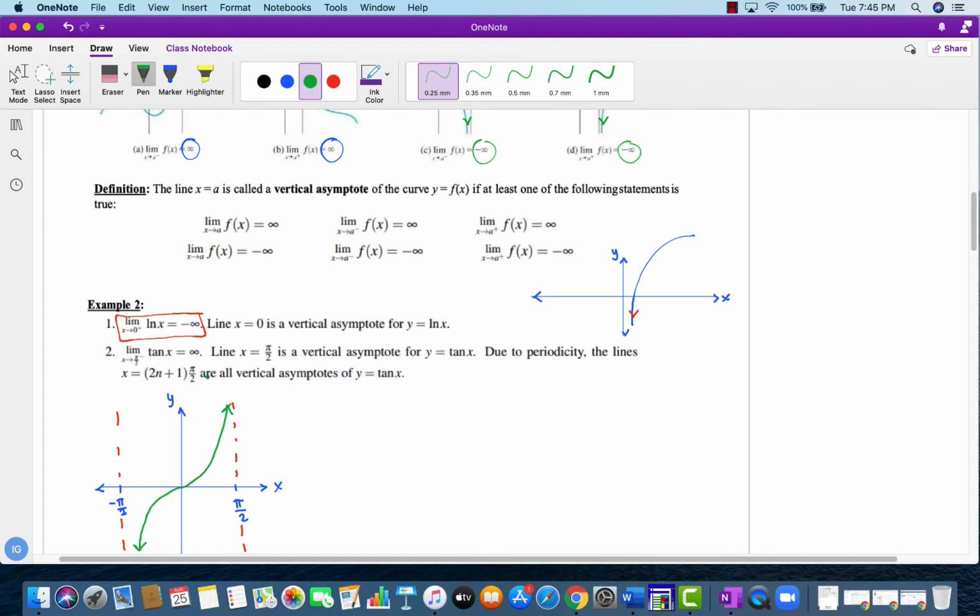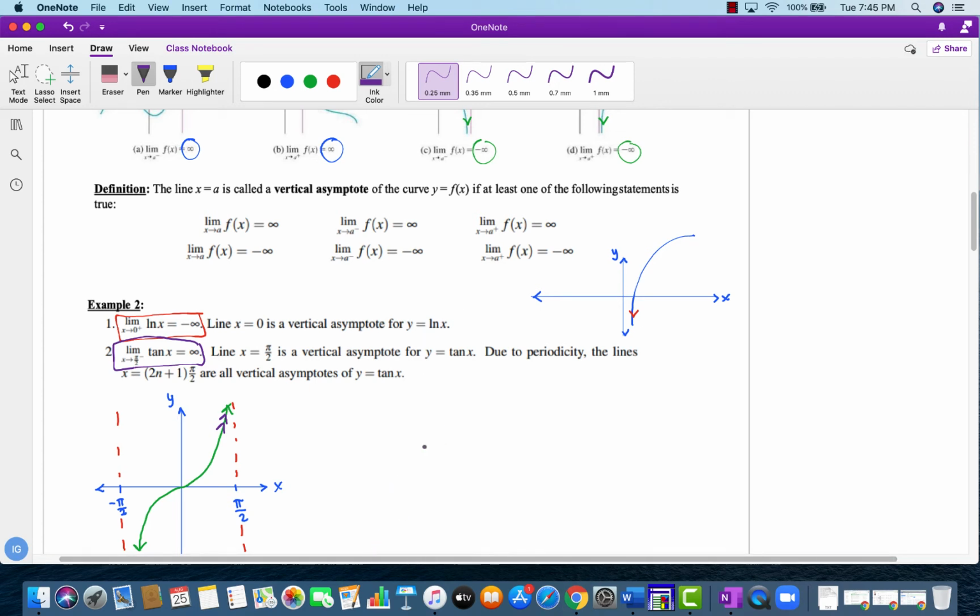Right? Okay, so now if we take the limit as x approaches pi over 2 from the left hand side, that'll be this side right here. So are you going up this way? It goes to positive infinity. It keeps going up. So that's why it's equal to positive infinity. Okay?